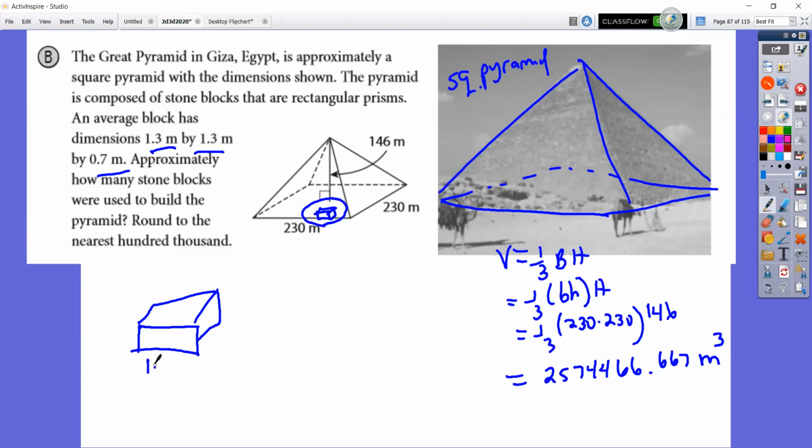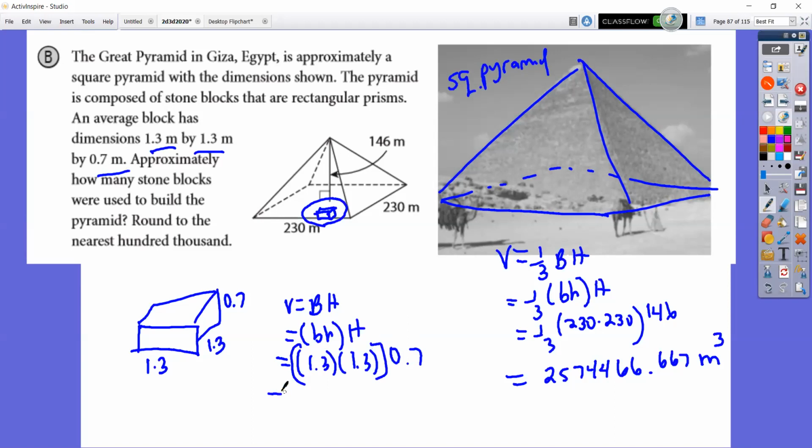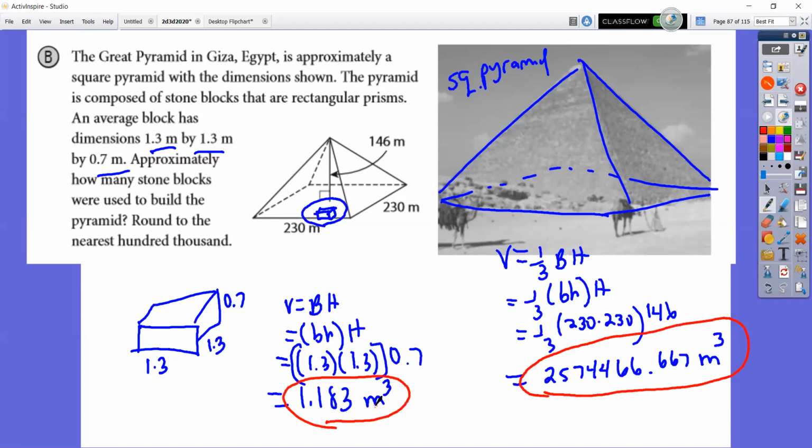So for each block, it's 1.3 by 1.3 for the area of the base, and then times a height of 0.7. So again, getting the volume of each block is going to be 1.3 times 1.3, and then that times a height of 0.7. That's going to give us 1.183 cubic meters per block. So this is how many cubic meters we have total. This is how many cubic meters each block consumes or takes up.